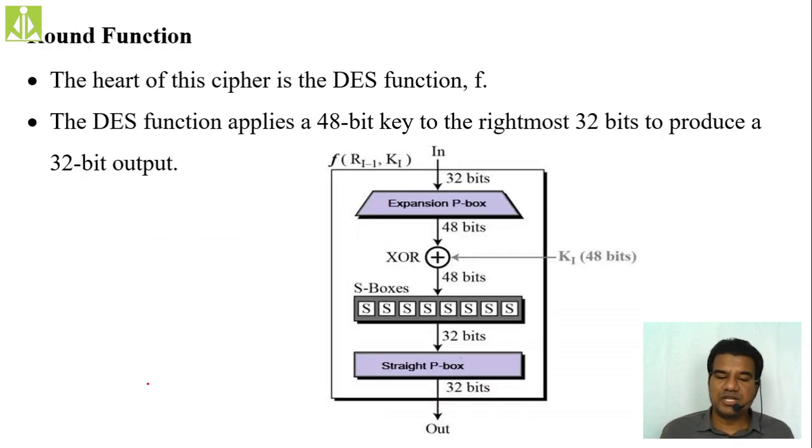So the round function, if you see, the complete block is divided into two parts of 32 bits each, and this round function is applied on 32 bits. Rightmost we select first, and then leftmost we select. The same principle.